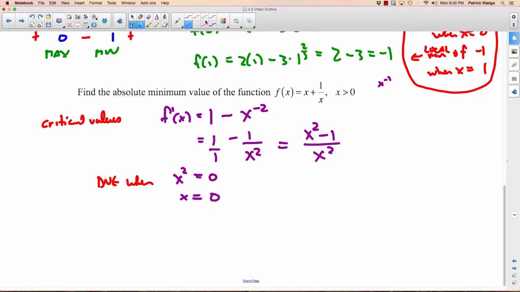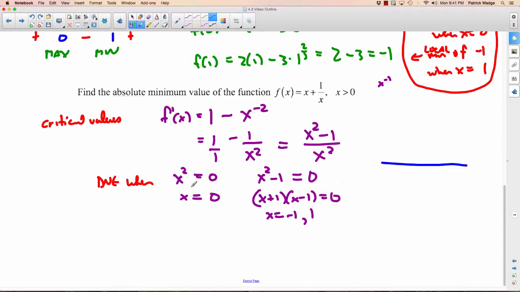And then the other thing we have to figure out is when would this equal 0? And when this would equal 0 is when the numerator, x squared minus 1, equals 0. So you can factor this side, you get x plus 1, x minus 1 equals 0, which means x equals negative 1 or 1. So you have three critical values here. So now you're going to do your wiggle graph. But we're going to notice something here. We're going to put on negative 1, 0, and 1.